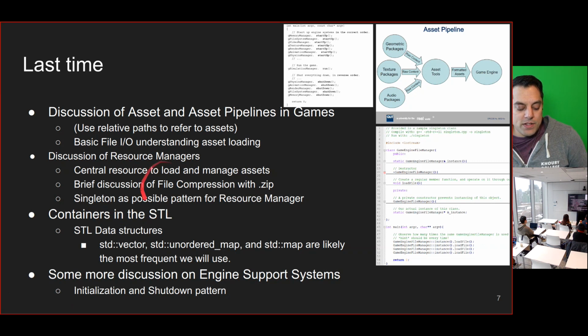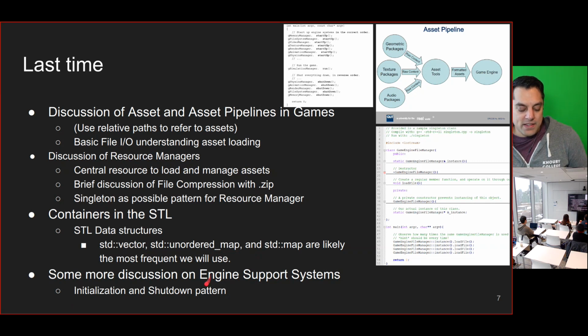And then as well as with the resource manager, we talked a little bit about containers. So at the least in this course, you'll want to be familiar with standard vector, standard unordered map, and standard map. Those are likely going to be your go-to data structures built into C++ that we'll want to be using. I want to say these are the only 3, although there could be some others we might want to list. Those are the most common ones that we use.